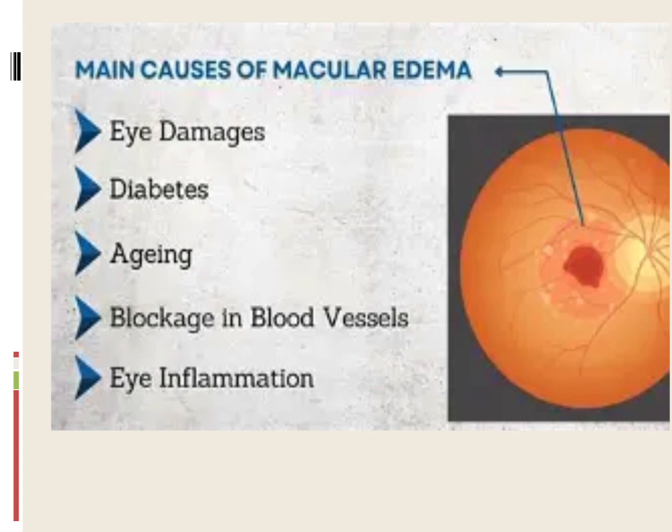So we have a wet type of age-related macular degeneration. That one can also bring about macular edema. Sometimes blockage in blood vessels and eye inflammation. So these are some of the things that would cause macular edema, among other causes.